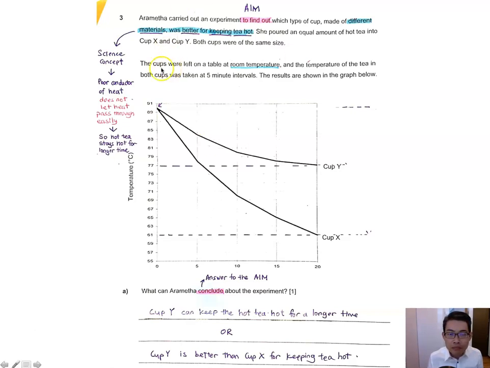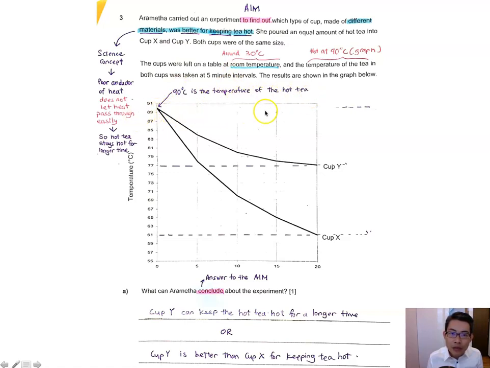The cups were left on the table at room temperature, and the temperature of the tea in both cups were taken at 5 minutes interval. The results are shown in the graph below. Let's unpack this. Now, what is the starting temperature of the hot tea in both cups? Both cups were the same size, and equal amount of hot tea. All these variables are kept the same: amount of hot tea, size of the cups, as well as the starting temperature. This is actually at around 90 degrees Celsius. Room temperature, I will assume, is around 30 degrees Celsius. This may change, so I use the word around just for my understanding. So this is the starting temperature of the hot tea.